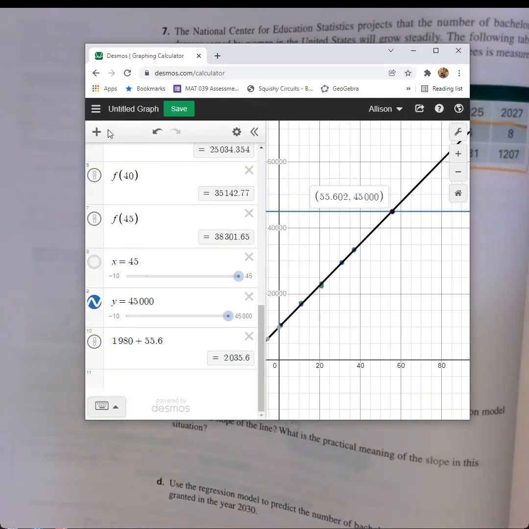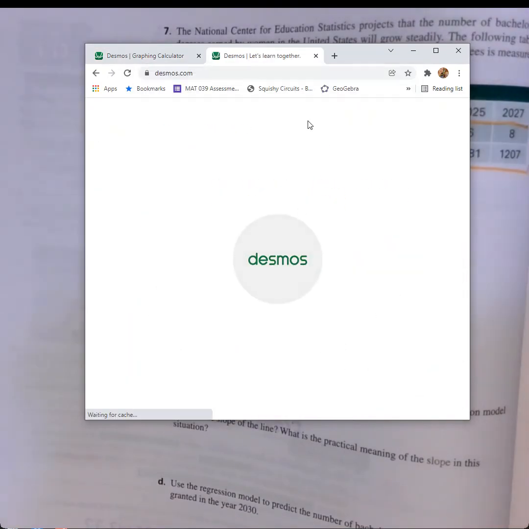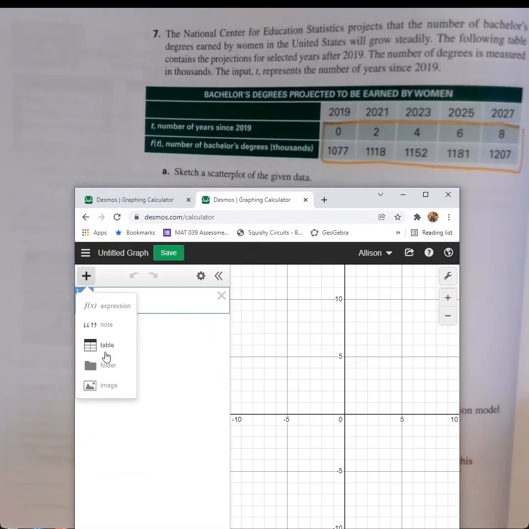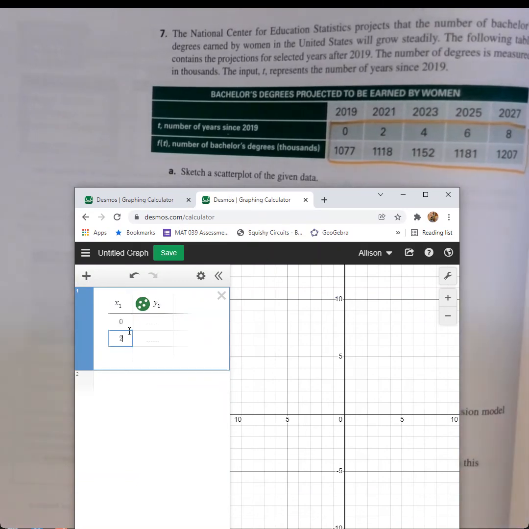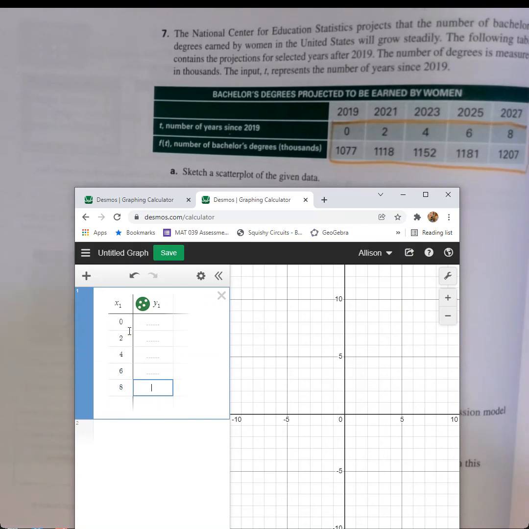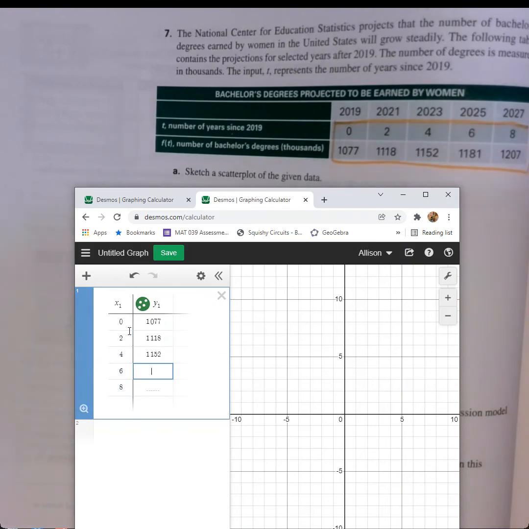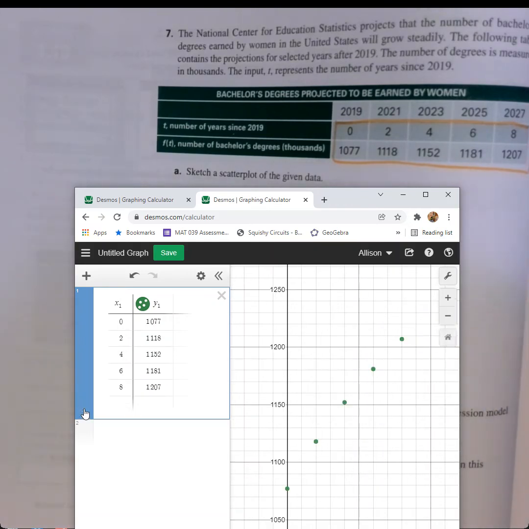I'm going to keep this open. I'm just going to do a new tab for a new decimals graph, just in case we come back to the other question. Sometimes we do that. All right, so we're going to insert a new table. We're going to have 0, 2, 4, 6, 8, and just got to type in my outputs. Okay, so got those entered and going to zoom over to the data set.